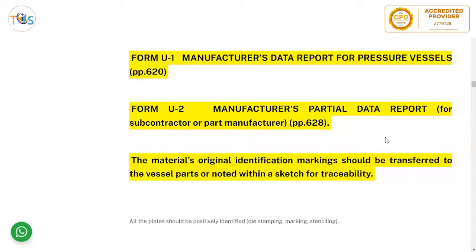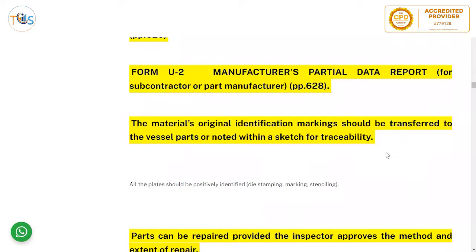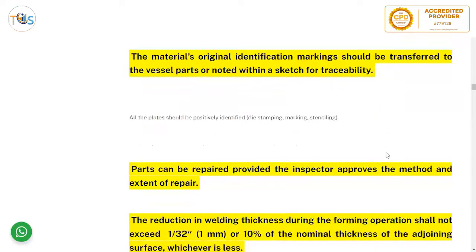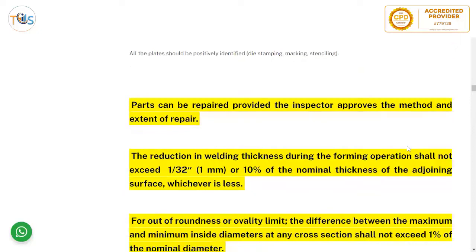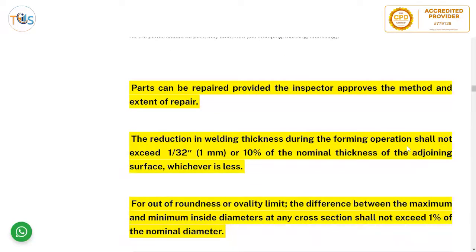Form U1 is the manufacturer's data report for pressure vessels, and Form U2 should be filled in by the part manufacturer as a data report for the subcontractor. The material's original identification marking should be transferred to the vessel's part or noted within a sketch for traceability. So either stamped there on the part itself, or the traceability should be on the drawing or a sketch. All the plates should be positively identified by die stamping, marking, or stenciling. Parts can be repaired provided the inspector approves the method and extent of repair. So it depends on the inspector.